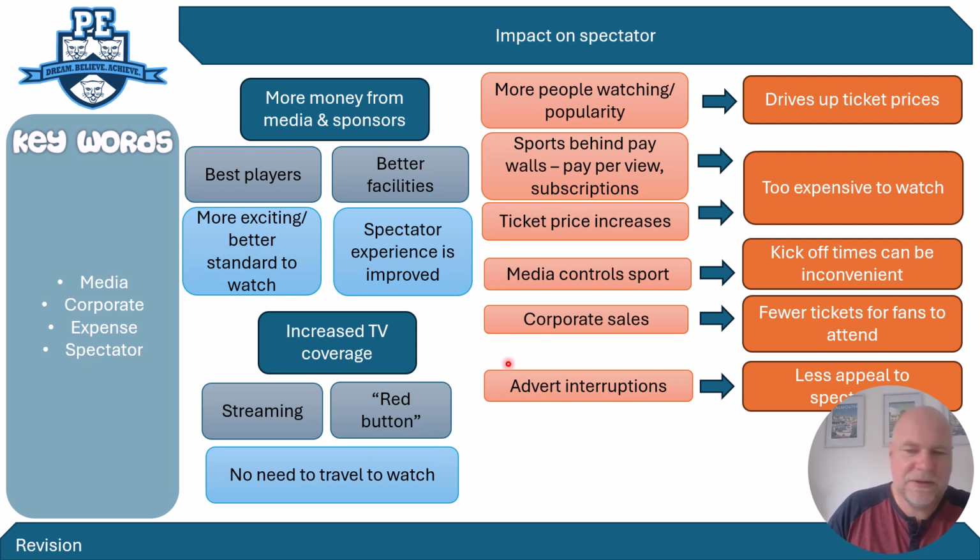Now the negatives are as follows, and there's a bunch of different negatives, and you could just pick them up as we go. So the first is that more people watching creates an increase in popularity, and then the teams and the companies build on that, and will drive the ticket prices up because it's in demand. So more demand, they'll charge more money for it. Now these two points both lead to expenses for the spectator.